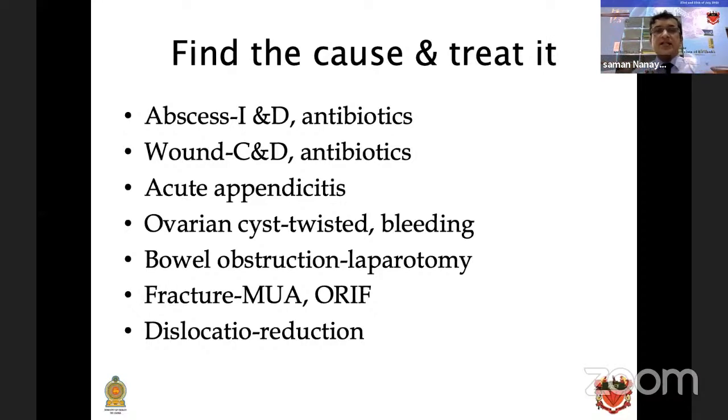So for instance, examples for finding a cause are: if there's an abscess, drain the abscess, give antibiotics. If there's a wound, do cleaning and dressing, give antibiotics. If there's an acute appendicitis, do appendicectomy. If there is an ovarian cyst, twisted or bleeding, attend to that, do a laparoscopic surgery, drain it. If there's a bowel obstruction, take the patient for a laparotomy. If there's a fracture, do manipulation under anesthesia or open reduction. So those are examples for fixing the cause. Dislocation of a joint, reduce the joint.